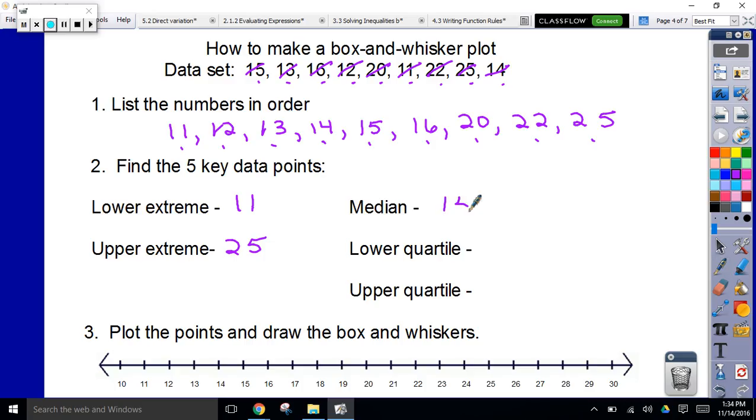Now, to find the lower quartile, what we do is we're going to use the median to cut our data in half. So I'm going to draw a line right here. That's our center. So I'm not going to use the 15 because it is the median. So I'm going to take the data on this side of the 15, and I'm going to take the data on this side of the 15, and I'm going to use that data to find my upper and lower quartile. My lower quartile is just the median of just the bottom half of the data. So I'm finding the median of these numbers.